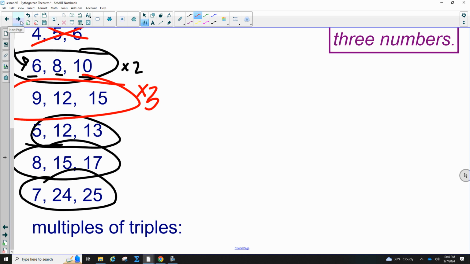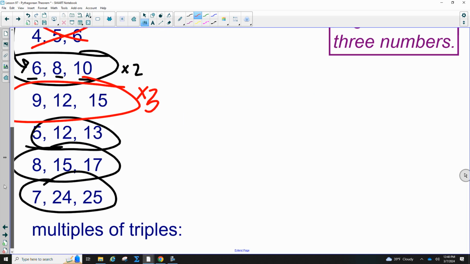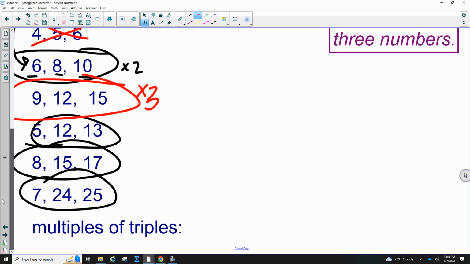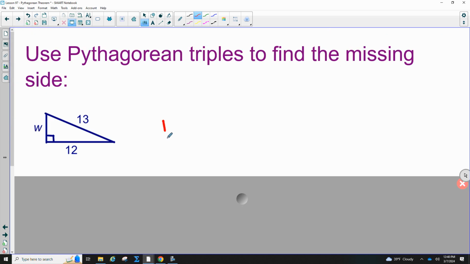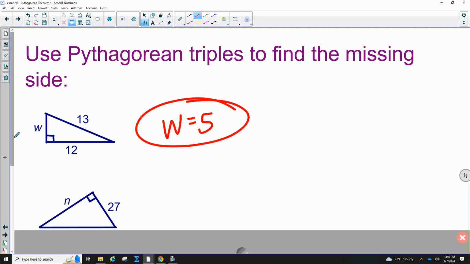Okay, use the Pythagorean triples to find the missing side. Okay, if you just wrote that one down, the answer is, yeah, 5, 12, 13. So if you have it memorized, look at that. Boom, 5, 12, 13. That's a magic one, okay? Now, if you don't know, you could just solve it.